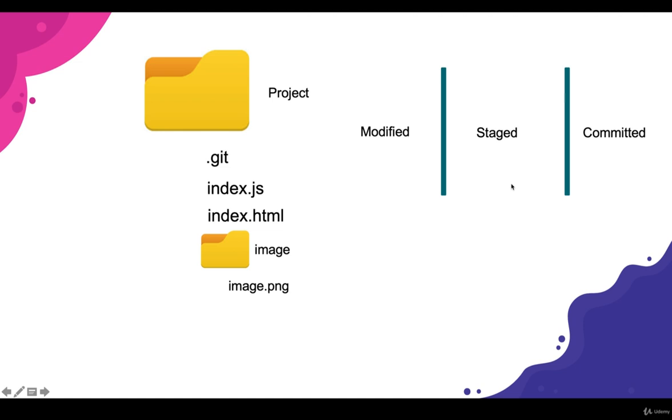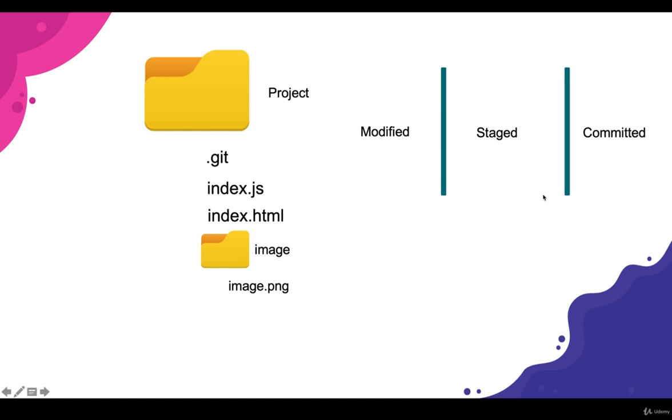So for instance, we're in the modified stage, and we want to change both of these files, and we want to stage these. We want to add them to the staging area. Then both of those files are in the staging area. So when we create a commit, those changes are going to be committed, and then a snapshot of those files is going to be added into the commit history. All right, so that's pretty much how Git works in repositories.